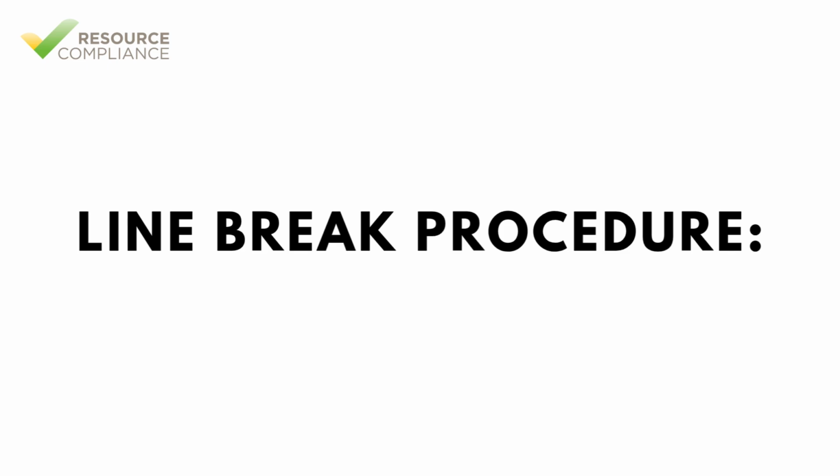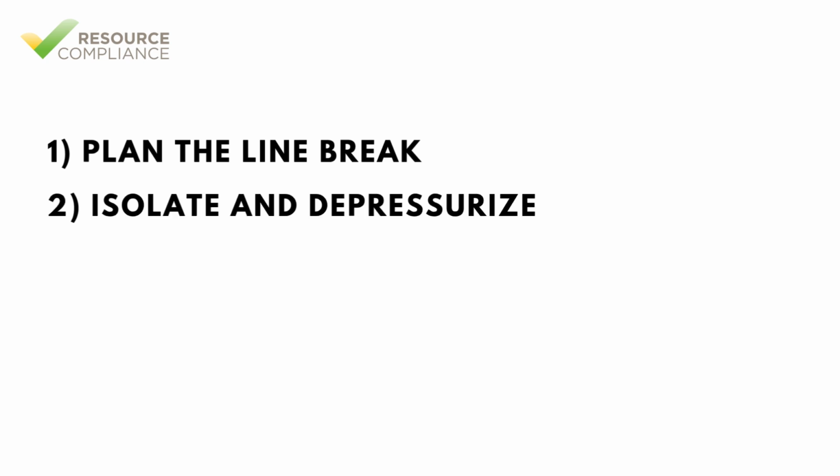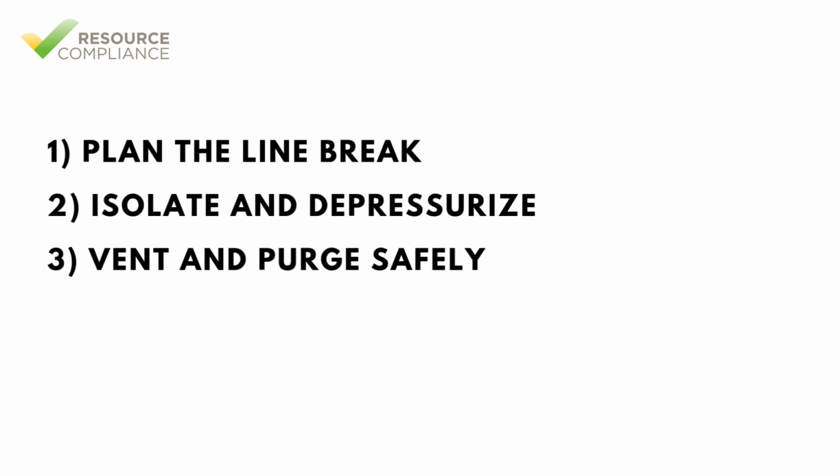Some best practices for line breaks include: identify and understand all contents, pressures, and hazards. Communicate the plan to all affected personnel. Lock out, tag out all energy sources, including electrical, mechanical, and pressure. Verify zero pressure using appropriate gauges before loosening any connection. Vent refrigerant to a recovery system, bucket of water, or flare. Never vent halocarbons directly to the atmosphere.